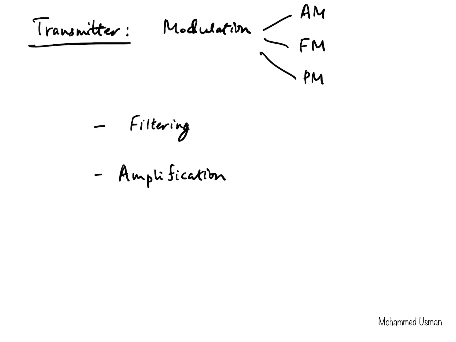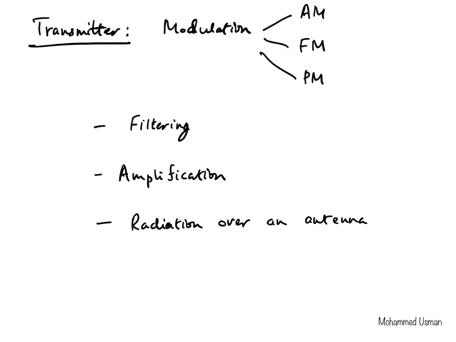And a further function of the transmitter could be radiating the signal through an antenna. So that happens if the communication is over a wireless channel. So in that case, another function of the transmitter could be radiation over an antenna.